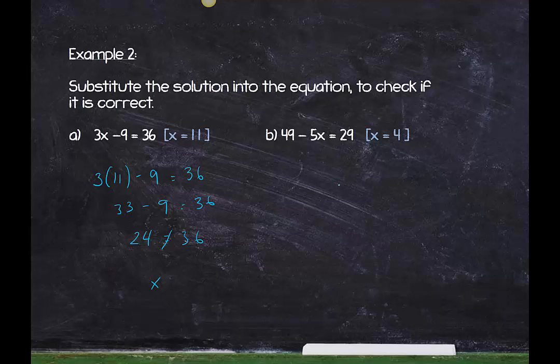Here we have 49 minus 5x equals 29. We're going to substitute the 4 in to see if our answer was correct. So we're going to write down 49 minus 5 outside of 4, which means 5 times 4 equals 29. We're going to do our times first. So 49, 5 times 4 is 20 equals 29. What's 49 take away 20? It's 29 equals 29. Does 29 equal 29? Yes. So that is a solution.